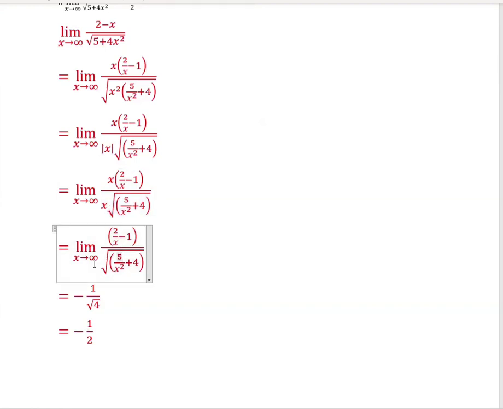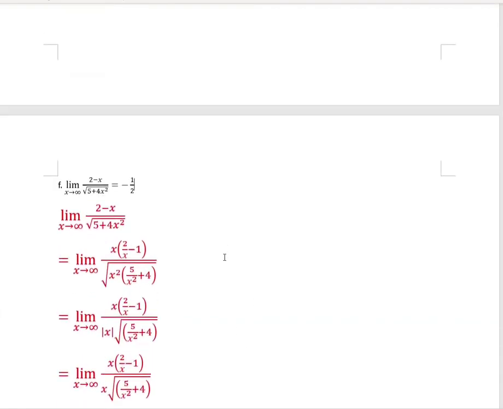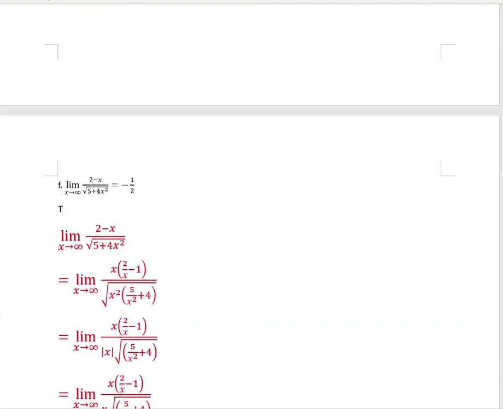Now we can take the limit as x approaches infinity, because 2 over x would approach 0. 5 over x squared would also approach 0. So we're left with minus 1 over square root of 4, which is minus half, which is what they gave us originally. So true. So I should say true.